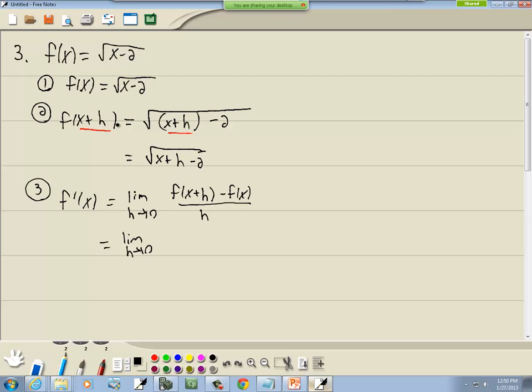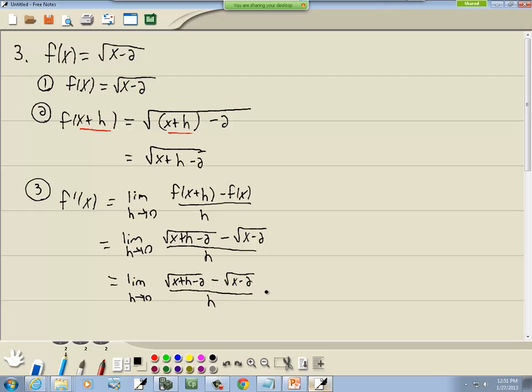Okay, so f of x plus h is square root of x plus h minus 2 minus f of x, which is the square root of x minus 2, all over h. Now this one is the conjugate method. If you got square roots of some form up on top, try to multiply the top and bottom by the conjugate of the top. Now the conjugate, the first is the same and the last is the same, the sign in the middle is different. So we got square root of x plus h minus 2 and square root of x minus 2.